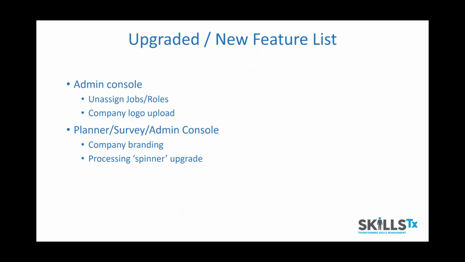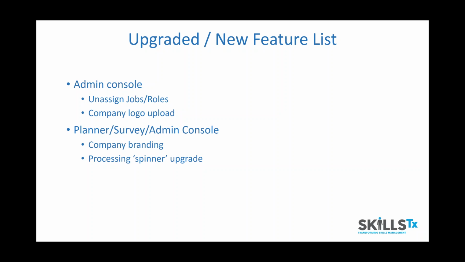So if we look at a list of the features that we're adding here, just a fairly minor one in the admin console, the ability to unassign persons from jobs and roles if you've assigned them, or even if they've assigned themselves. Then the personalization aspects, allowing company logos to be uploaded and displayed in various aspects of the system, so that company branding can go across the planner, the survey console and the admin console up in the top left, and we'll have a look at that.